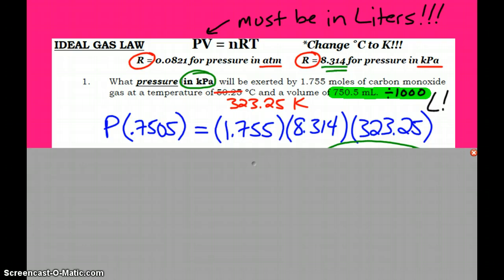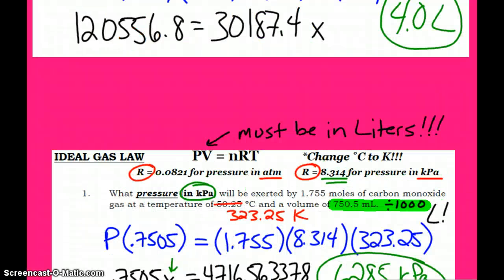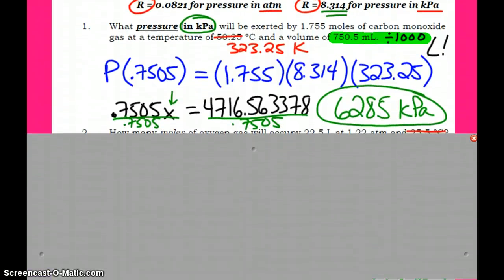And then the temperature. Multiply both sides, divide. Make sure you divide by the right thing. I got to divide by 0.7505 in order to solve for x. And then with my sig figs, 6285 kilopascals. See if you can set up the next question where you're trying to solve for moles. Plug in the numbers and solve for moles of oxygen. Pause the video, or if you've already done it, here we go.